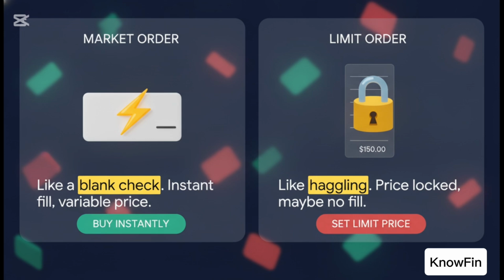A limit order, on the other hand, is like haggling. You're setting a strict ceiling price. You're telling the broker, listen, I will not pay a single rupee more than this. So your price is strictly locked and protected. The risk, though? Well, if the market never drops down to your haggled price, your order won't fill at all, and you might just miss the trade entirely.